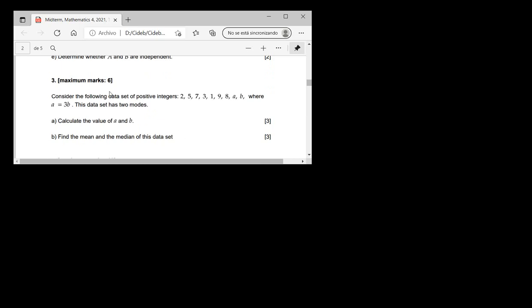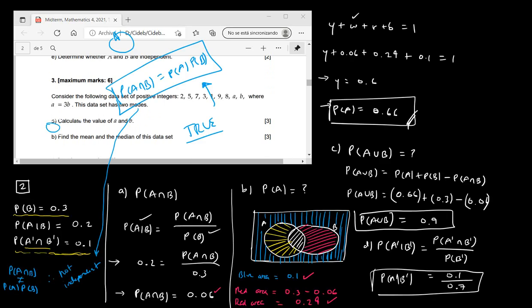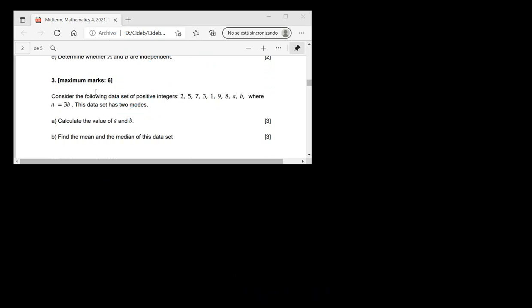Okay, now problem number 3. In this one there were two possibilities. Somebody told me at the time of the exam, you were right, in that sense it is ambiguous. Although you can actually get both possibilities, and that's it. At least one.